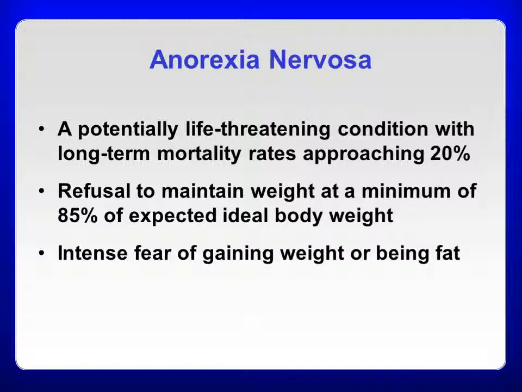Anorexia nervosa. Now we're getting into the eating disorders. We're basically going to look at three of the more prevalent eating disorders. Anorexia nervosa is a life-threatening condition with very high long-term mortality rates. Part of the classic diagnostic criteria for this is refusal to maintain body weight at a minimum of 85% of ideal body weight. This is a person with a severely disturbed perception of their body weight or body image. They have an intense fear of gaining weight or being fat.